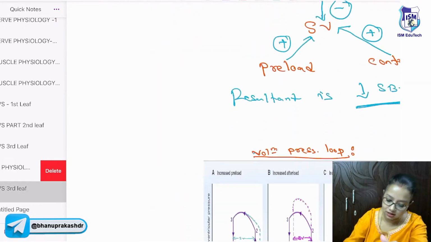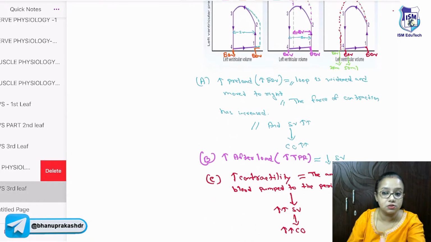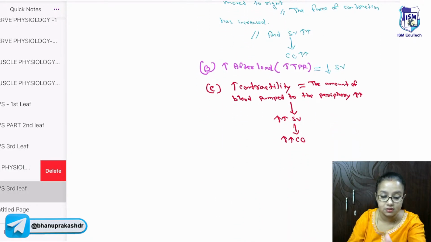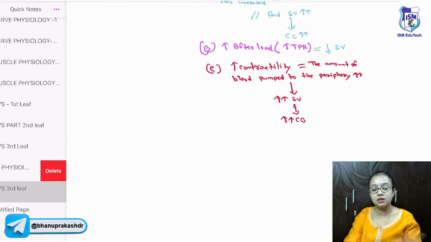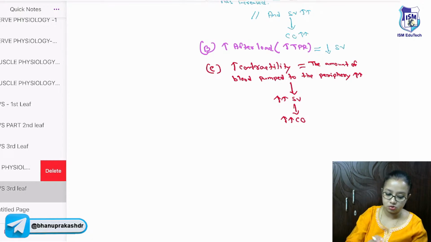The determinants that we studied, we correlated with the graphs. Okay. Tomorrow we are going to start with the Starling curve. After the Starling curve, we will study two conditions of the loops and then we will move on to arterial blood pressure. So this is all for today.